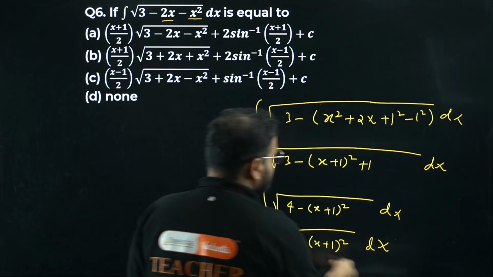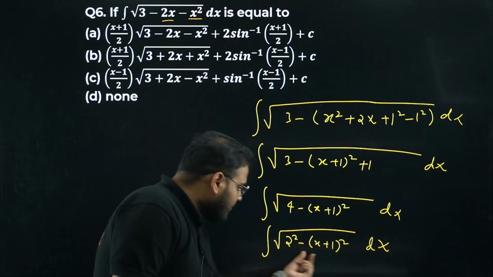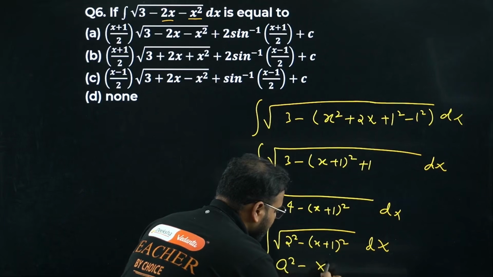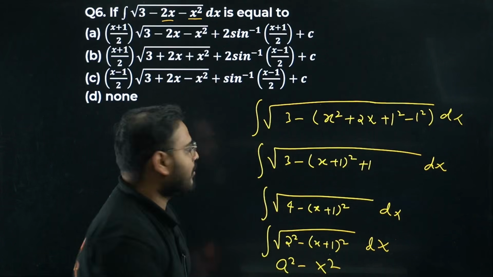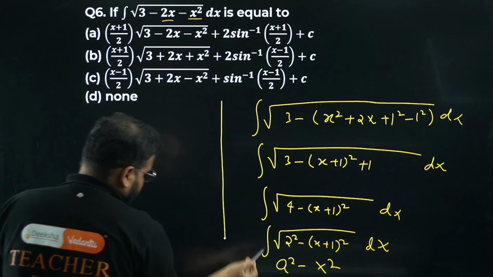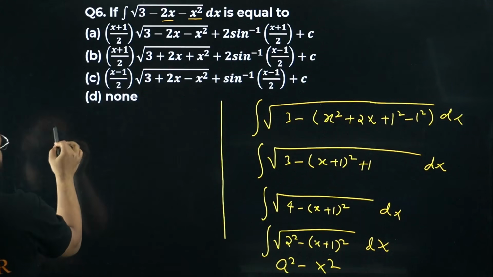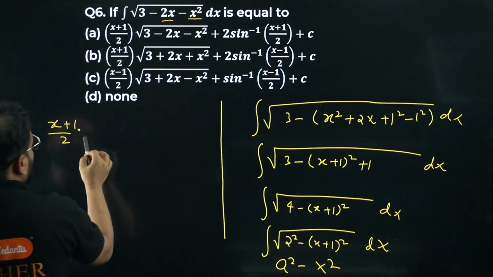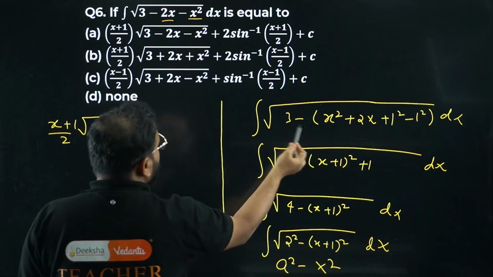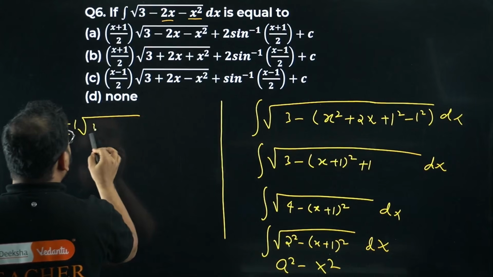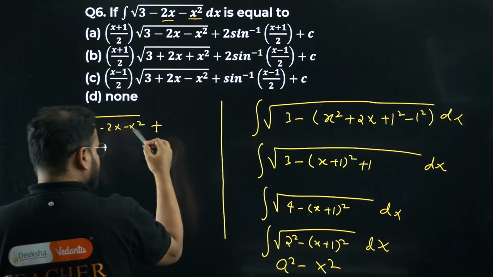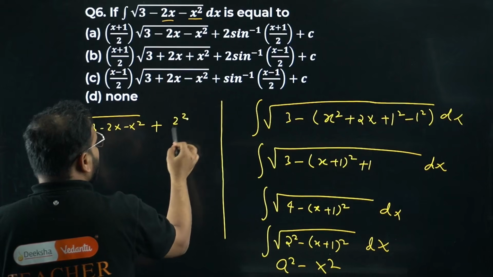Which form is this? Sin inverse form. A square minus x square. A square minus capital X square. The format is going to be what? X by 2. So x plus 1 by 2. You will have the same root repeating. What is the root? This whole big root, 3 minus 2x minus x square. As I said, the same root repeats. Plus a square by 2. So 2 square by 2.